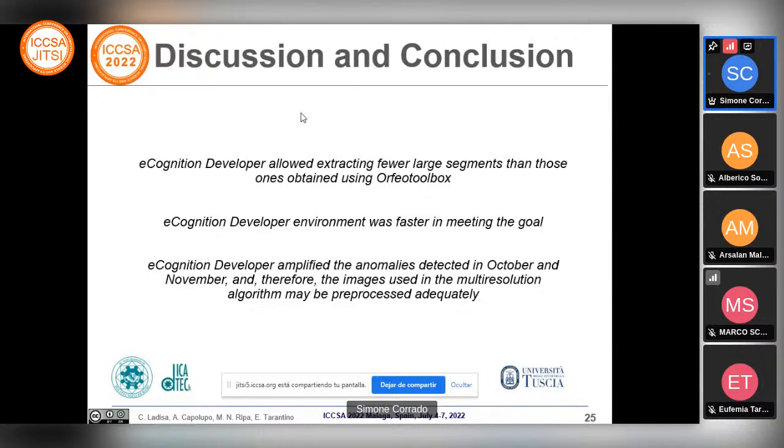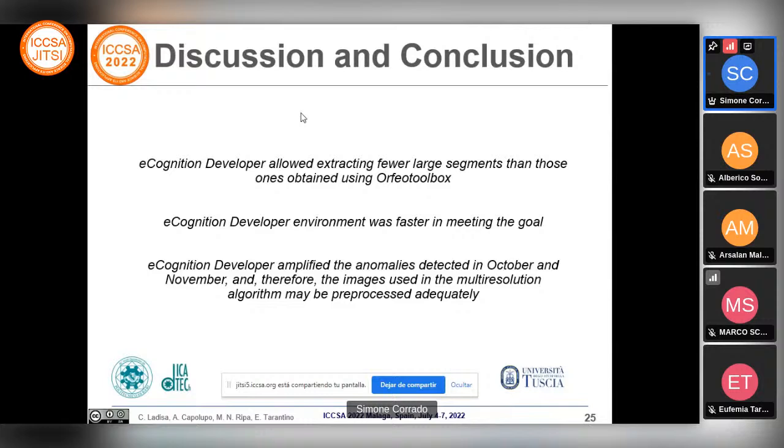In conclusion, both software showed promising results since they generated acceptable segmentation outcomes. However, some differences have to be considered. First of all, Cognition Developer allowed extracting fewer large segments than those obtained using the OTB. Second, considering the work time needed to remove self-intersected polygons, the Cognition Developer environment was faster in meeting the goal. And third, in Cognition Developer, the multi-resolution algorithm amplified the anomalies detected in October and November, so the images used may need to be pre-processed adequately.